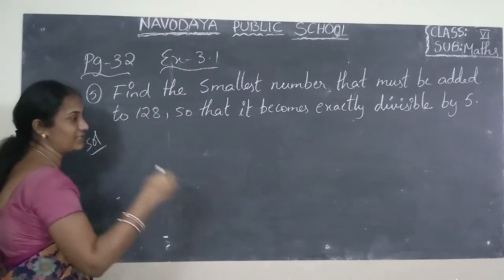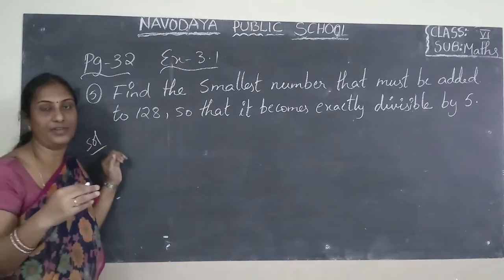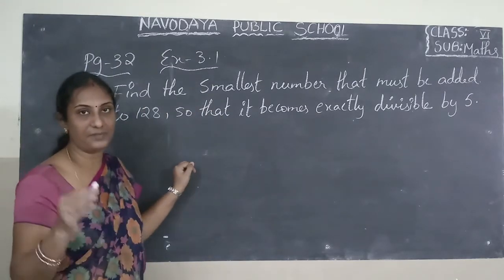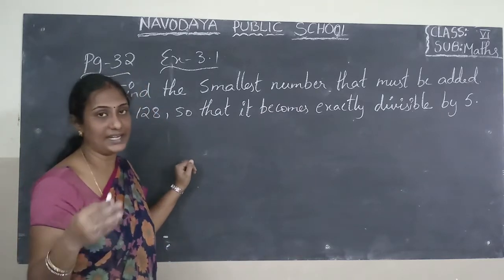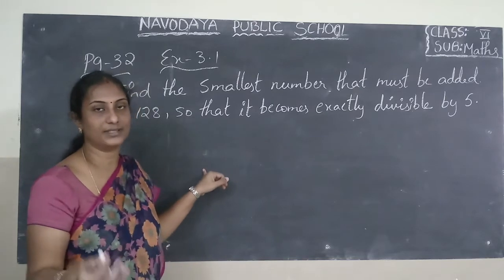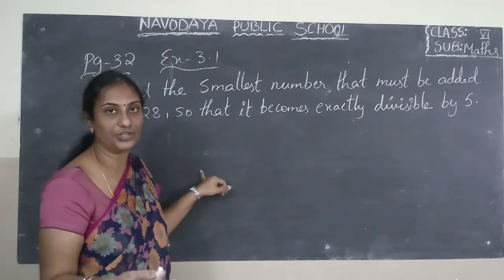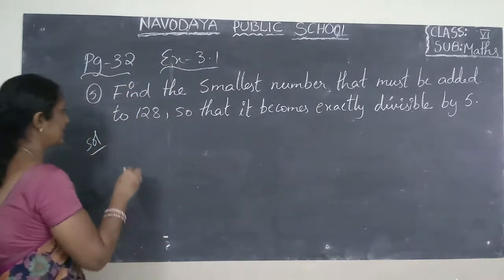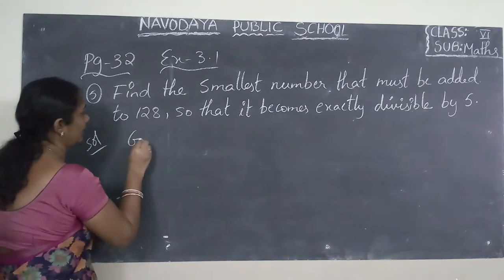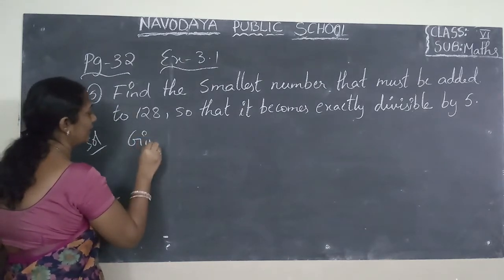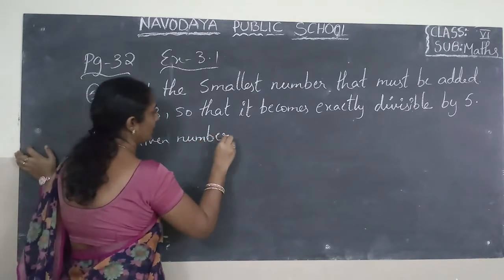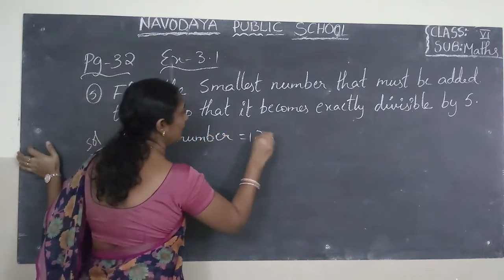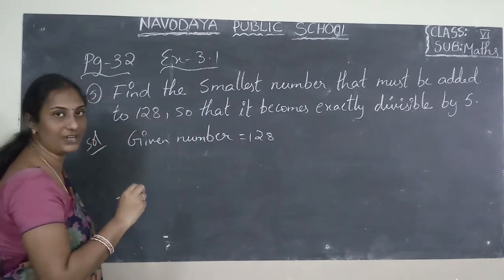Find the smallest number. Smallest number means, from which number do we have to take? We have to start from 0. If you add any number to 0, we get the same number. So the next number we have to take is 1. Okay. First, what is the given number? Given number equal to 128.